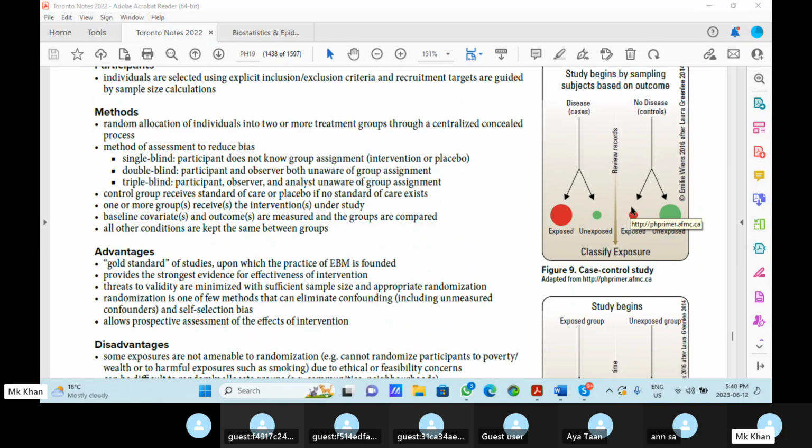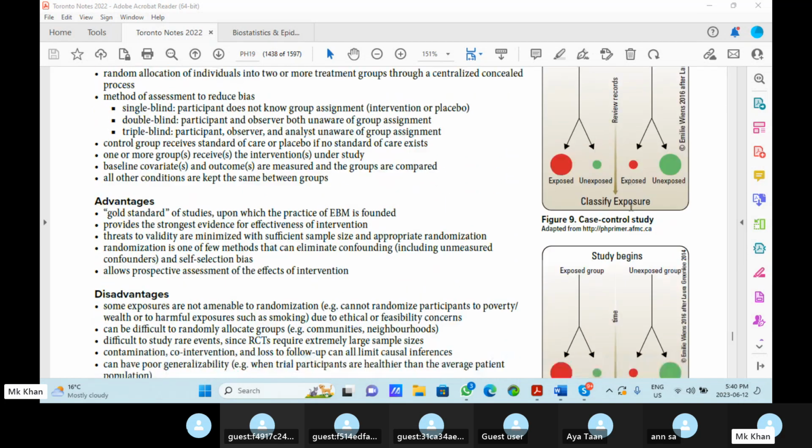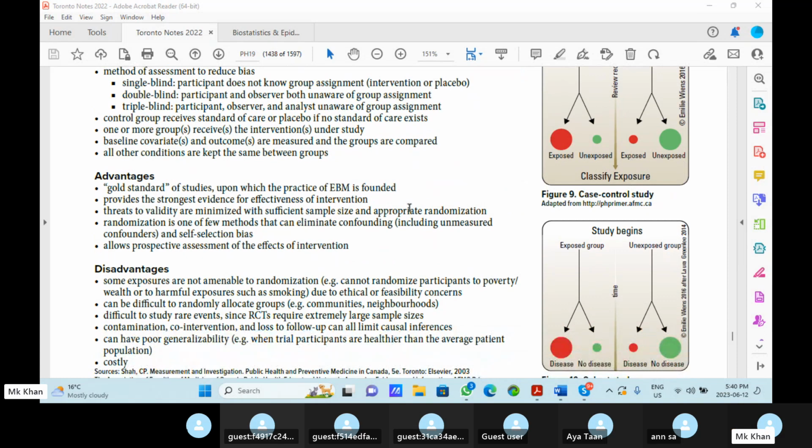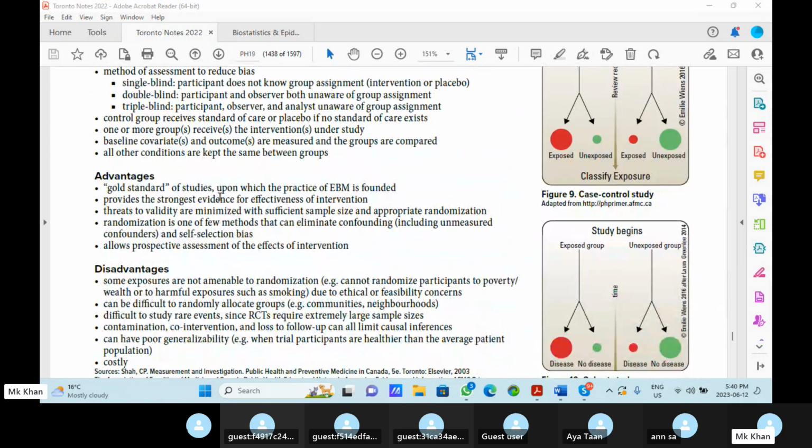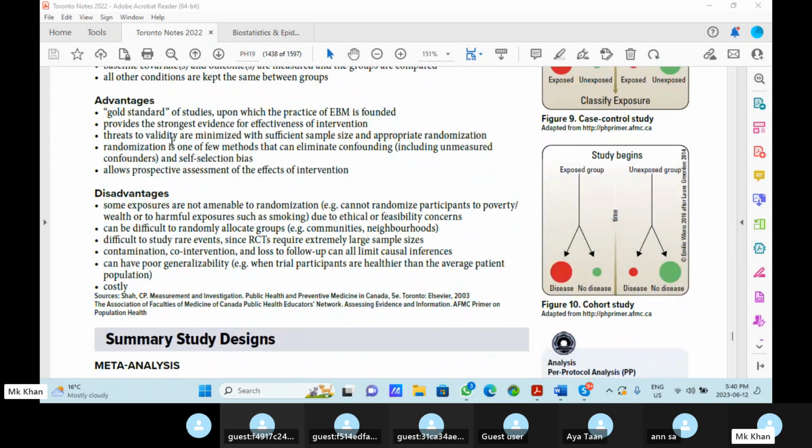So here in the randomized control trial, what is the advantage? This is the gold standard of all the studies upon which practice of EBM is founded. So the gold standard of all the studies is the randomized control trial. That one is the main one. Provide the strongest evidence of effectiveness of intervention.